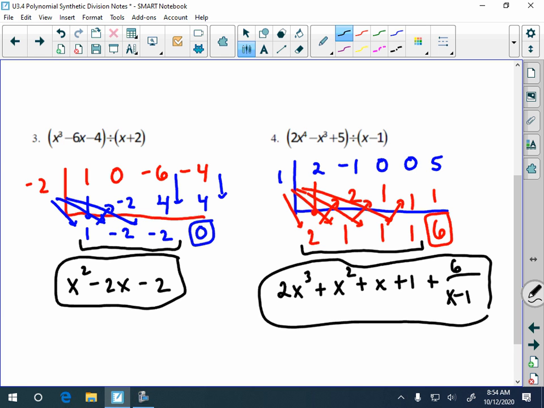Right? So make sure you understand the process. Bring down the first number, multiply, bring it up, add down. Multiply, bring it up, add down. It's really important that you keep track of your signs, your multiplication, adding down, positives, negatives, all that.